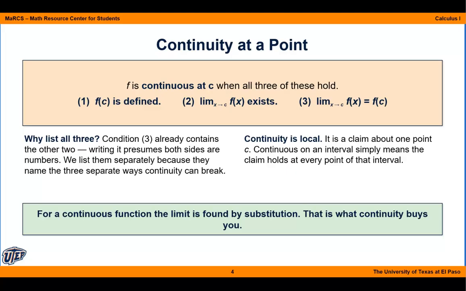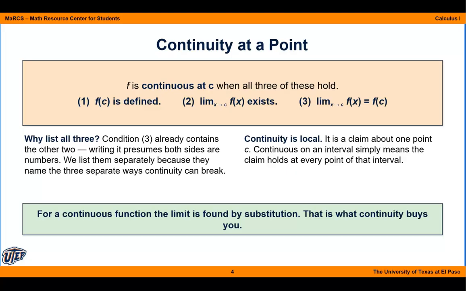A function is continuous at a point when three conditions hold. First, the function must be defined there. In other words, there must be an actual function value at that point. Second, the limit at that point must exist. The function must approach the same finite value from both sides. And third, the limit must equal the function value. Although the third statement presumes that both the limit and the function value exist, we list all three conditions separately because they identify the three distinct ways continuity can fail.